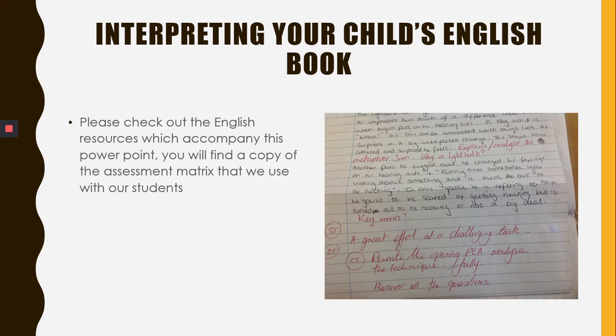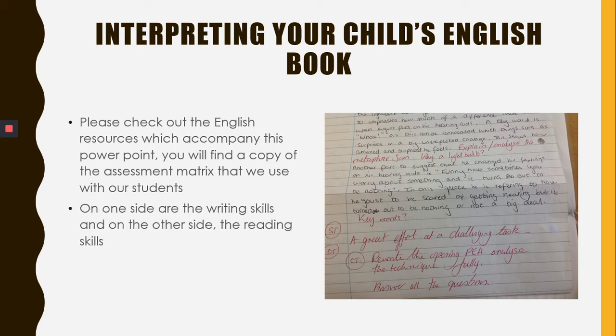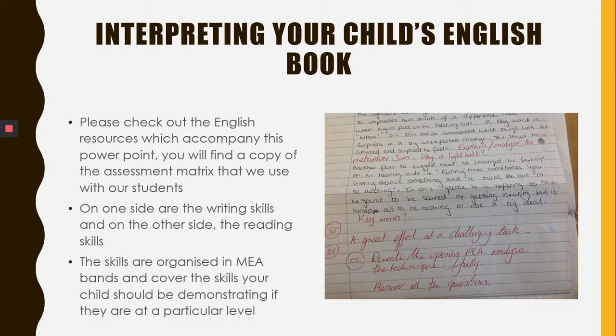Accompanying this PowerPoint, you will find quite a few English resources that go with the things that I am explaining to you. One of the things you will find is a copy of our assessment matrix that parents in the past have found very useful. On one side are the writing skills that we assess, and on the other are the reading skills. The skills are organised in MEA bands. That's minimum expected attainment. Like I said earlier, that will be explained in more detail to you. It covers the skills your child should be demonstrating if they're at a particular level.